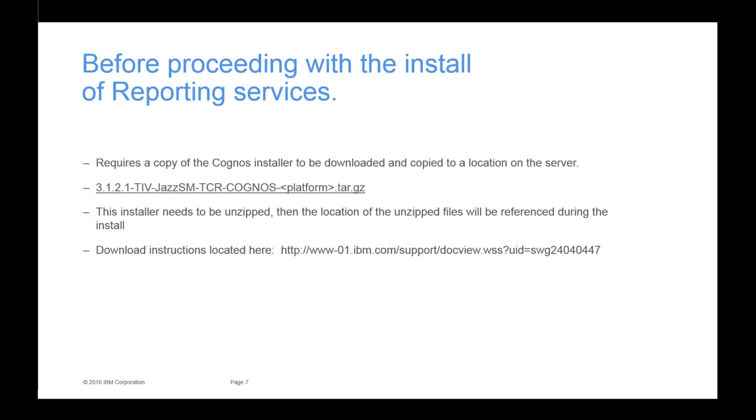Also, another thing that you need to do before you install is that the TCR reporting services install requires a copy of the Cognos installer to be on the box, unzipped, and in a location that you remember, so that when you go to the install, it's going to ask you in one of the screen dialogues where this installer is. We'll show you a little bit later in one of the slides. There's also a link here for the download instructions on how to acquire this Cognos installer.